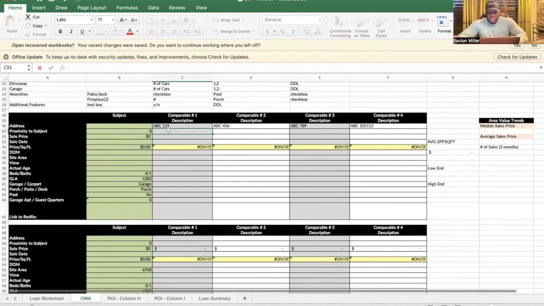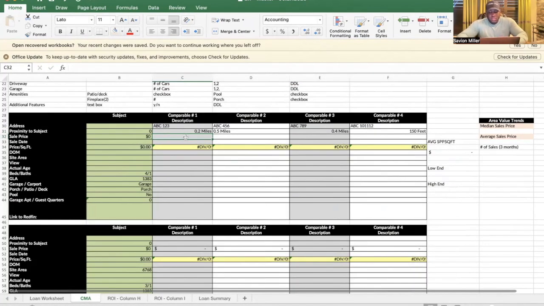So let's say this property is 0.2 miles from the subject property, right? Then this property might be 0.5 miles from the subject property. This one might be 0.4, and then this one might be, let's say, right across the street. Let's say 150 feet. Okay, so these are real comps. Now you got the sales price, and we're talking new construction, so you can comp the land.